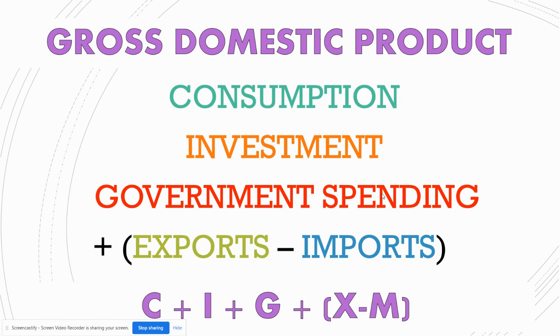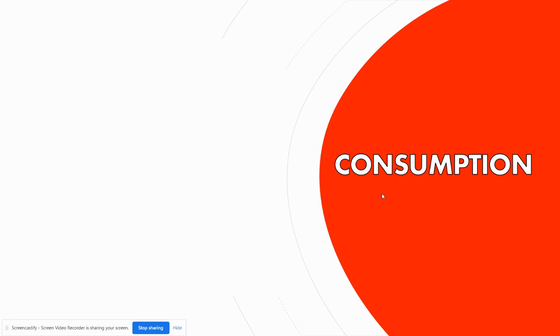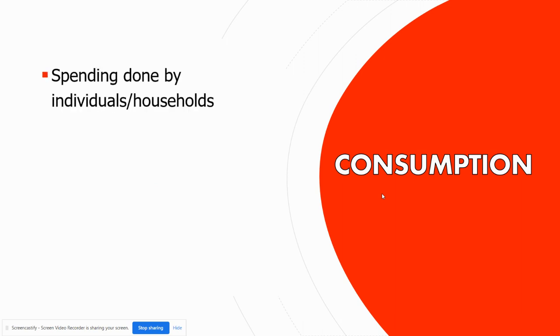Okay, so we'll look at some actual numbers here in a little bit, but we're going to go through these components and look at what is and isn't included in them. So with consumption, we're talking about spending that is done by you and I, individuals, and by households. Okay, anytime you spend your money on something new, you are contributing towards the GDP.